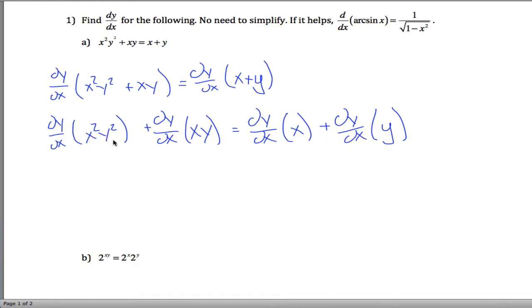First thing I want you to notice is this is product rule, something times something. The derivative of x squared is 2x. Leave y squared alone. And then add to that the derivative of y squared, which is 2y y prime, and leave x squared alone. Why is this 2y y prime instead of just 2y? Because we're doing the chain rule here.